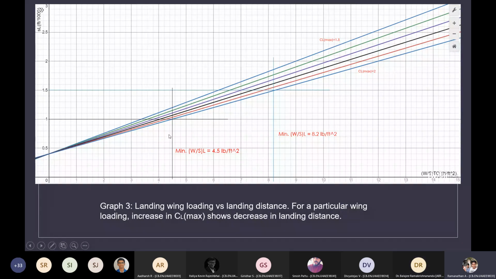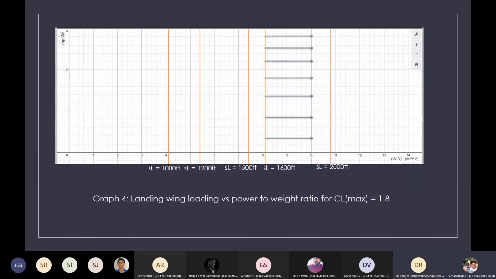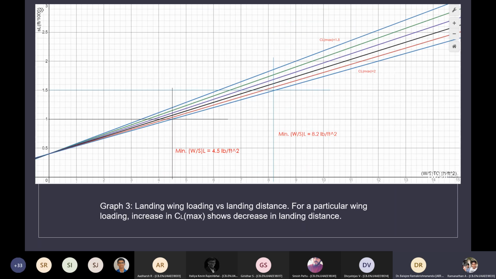For various landing distances, I have plotted HP by W versus W by S. What are the gray lines? The gray line says that this particular graph is for CL max 1.8, sir. But for CL max 2, we need a minimum of 8.1. So the gray line shows that anything greater than 8.1 is feasible for landing. You are showing the right hand side of landing. So is it a feasible region or infeasible region?